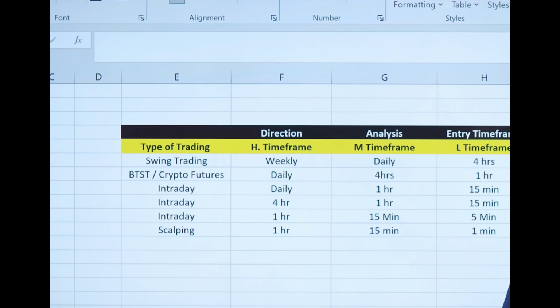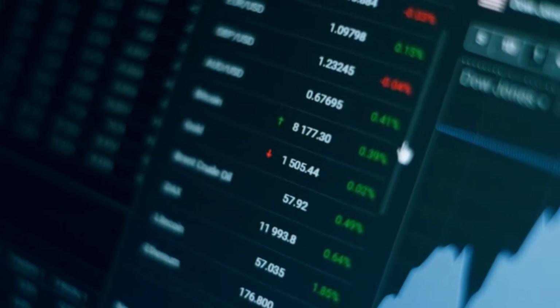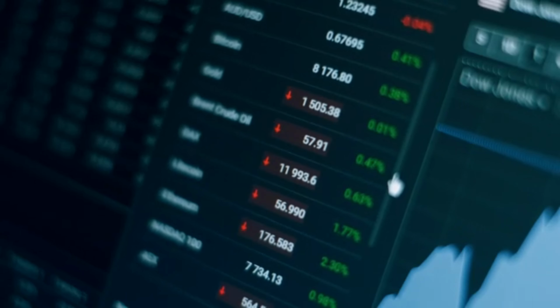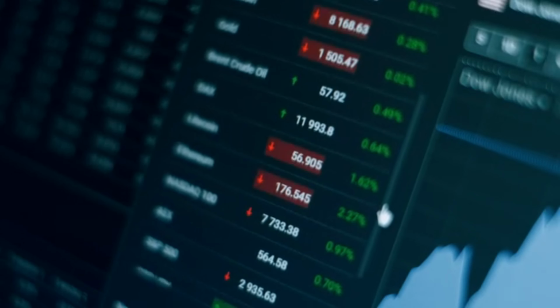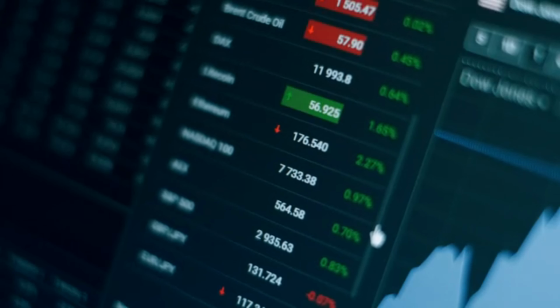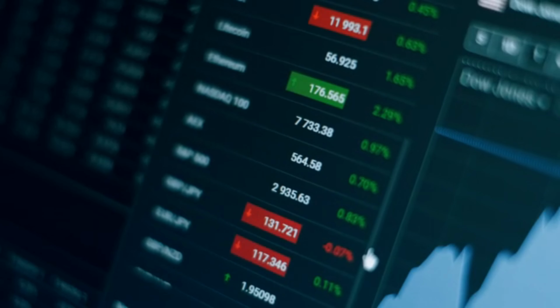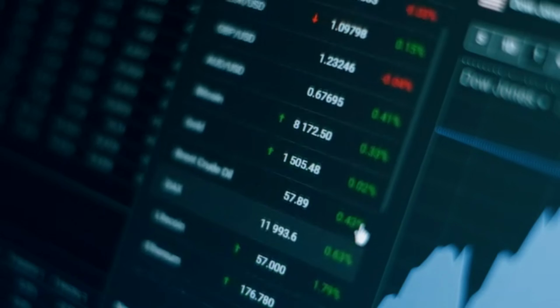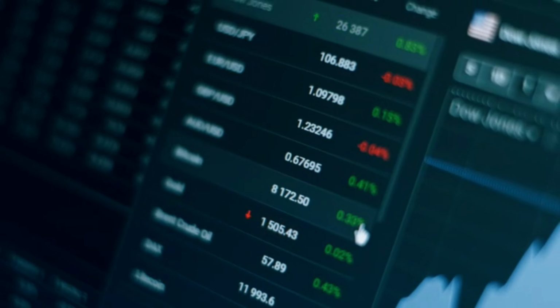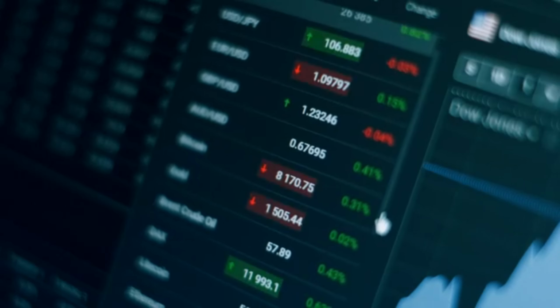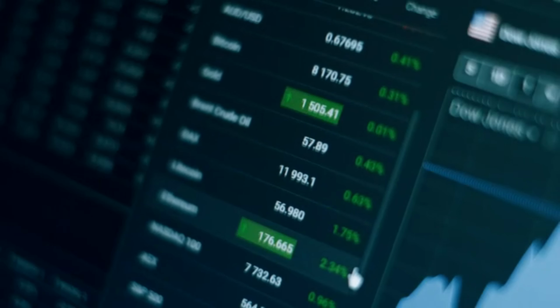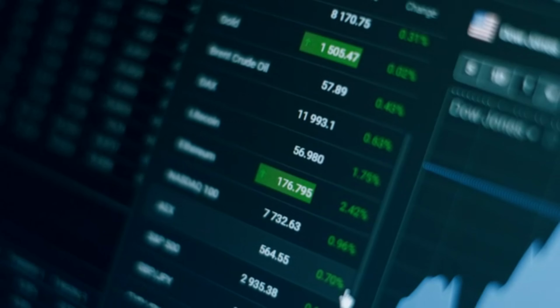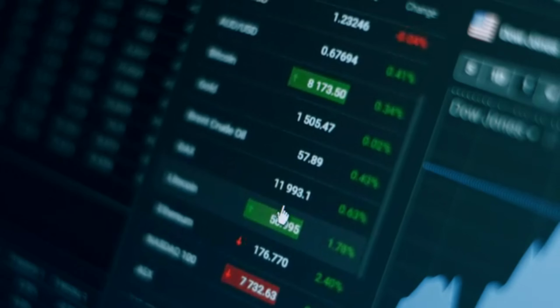But how to analyze based on this? Let's understand. So for this, let's get back to our Delta Exchange platform. See the example I am showing you. I am showing you an example of how to analyze in crypto, but in the same way, you can analyze any stock or any index. Now, let's assume you want to trade in crypto futures. In this case, you can determine the direction in the daily time frame. You can analyze in the 4-hour time frame and enter the market in the 1-hour time frame. So how to do this?